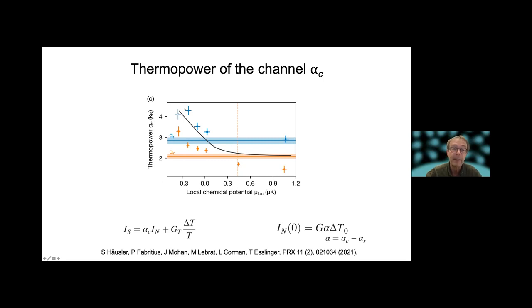And here we see the blue data, that's the data for the non-interacting, that levels at the alpha of the reservoir. That's exactly where then we get zero current. And here the orange data that goes well below alpha of the reservoir, and we can reverse the current.